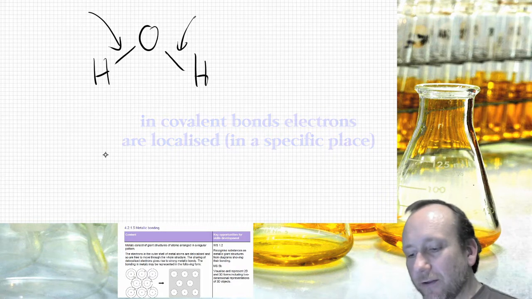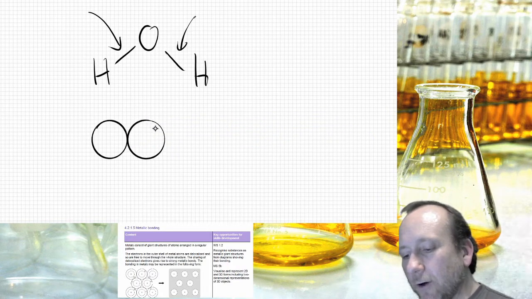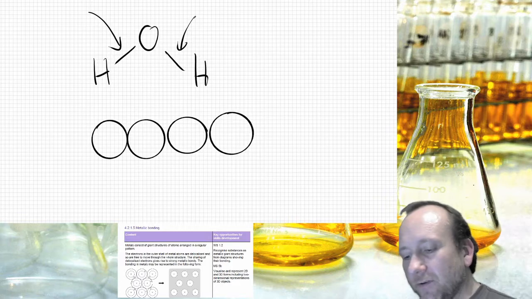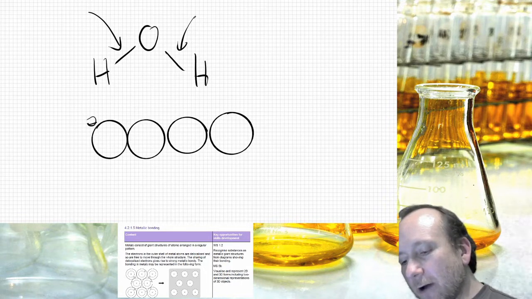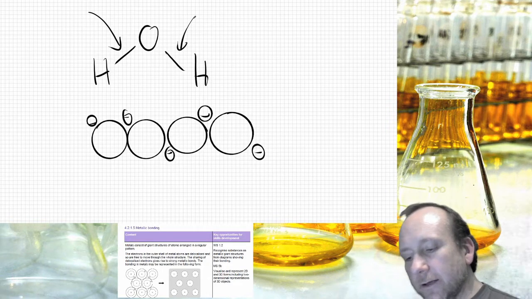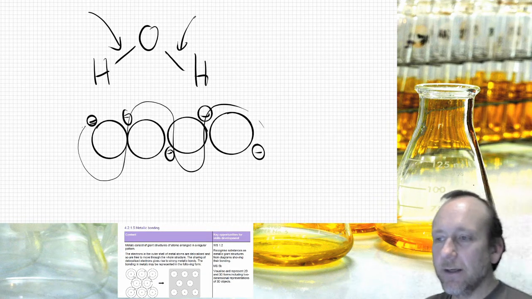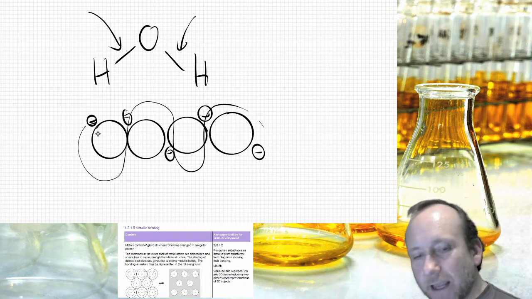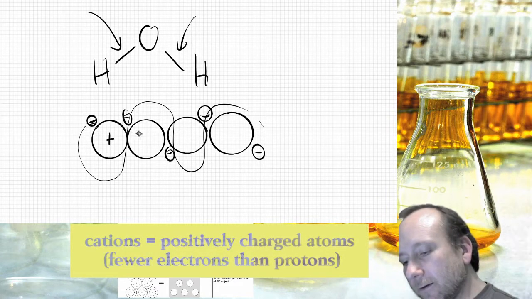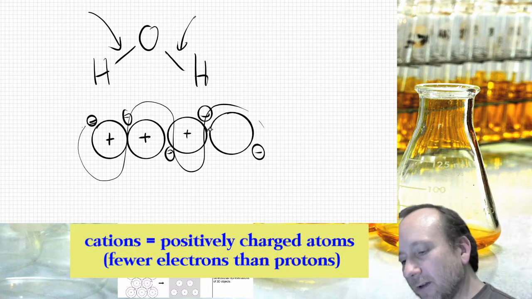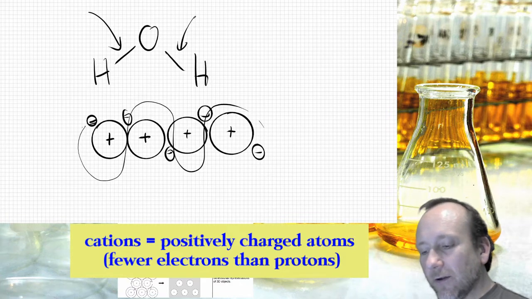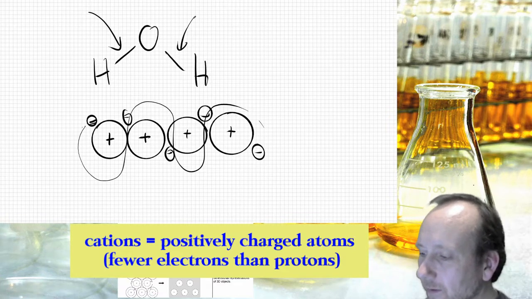In metals, on the other hand, you've got metal atoms next to each other, and the outer shell electrons are shared around. So the outer shell electrons can flit between the atoms as they wish. And because the outer shell electrons are shared, that leaves the rest of the metal atoms as cations. So let's do a specific example.